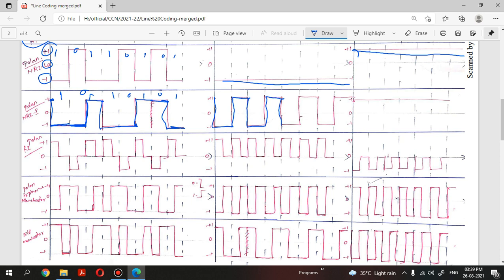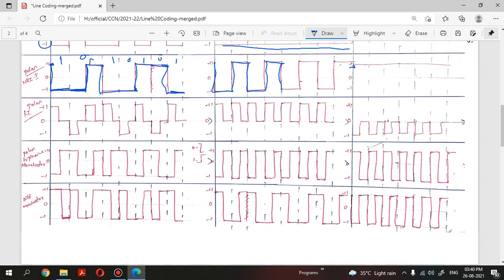So if I get consistent ones, this will not cause baseline wandering and a DC component problem. But when I get consistent zeros, we don't invert for the value of 0. Because we start from positive, we maintain the same voltage for a longer period of time, which causes baseline wandering and a DC component problem.